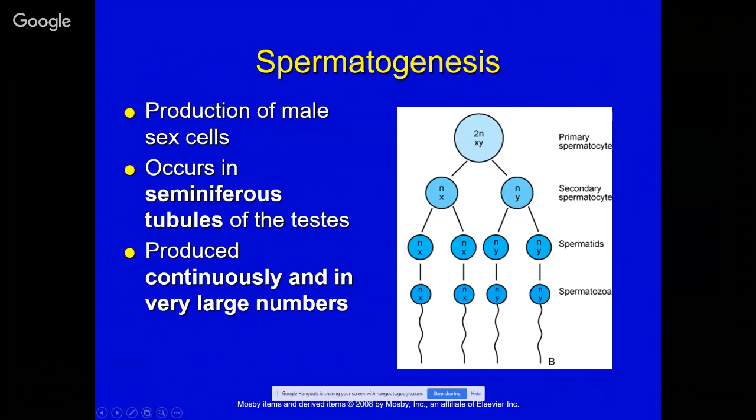So it starts with a primary spermatocyte, which is 2N XY. We split this 2N XY into 1N X and 1N Y. Then this splits again, copies itself, and splits again. We have an X, an X, a Y, a Y. These are the spermatids. When they grow tails, they become spermatozoa.